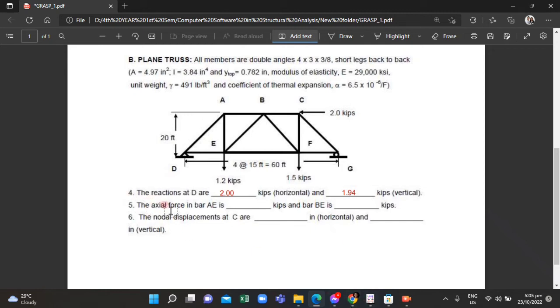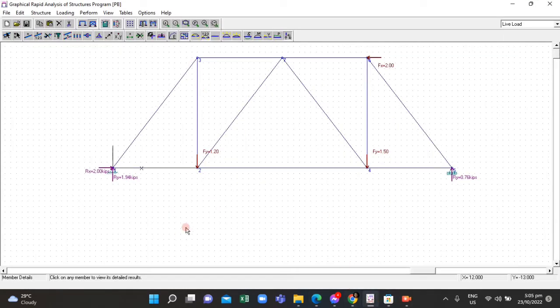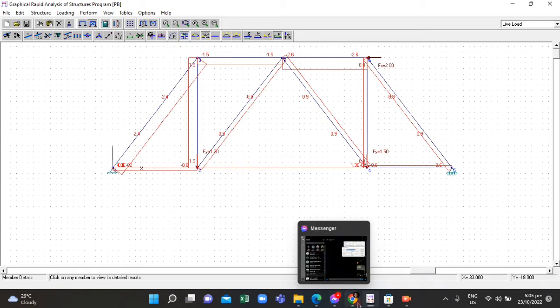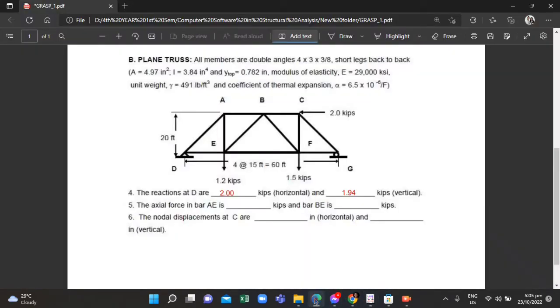Next, we're going to determine the actual force in bar AE. So this is our bar AE, this vertical one, next to the nodal point D, that is E, a vertical connection member, that is AE. We're going to determine its actual force along with the BE, which is a diagonal one.